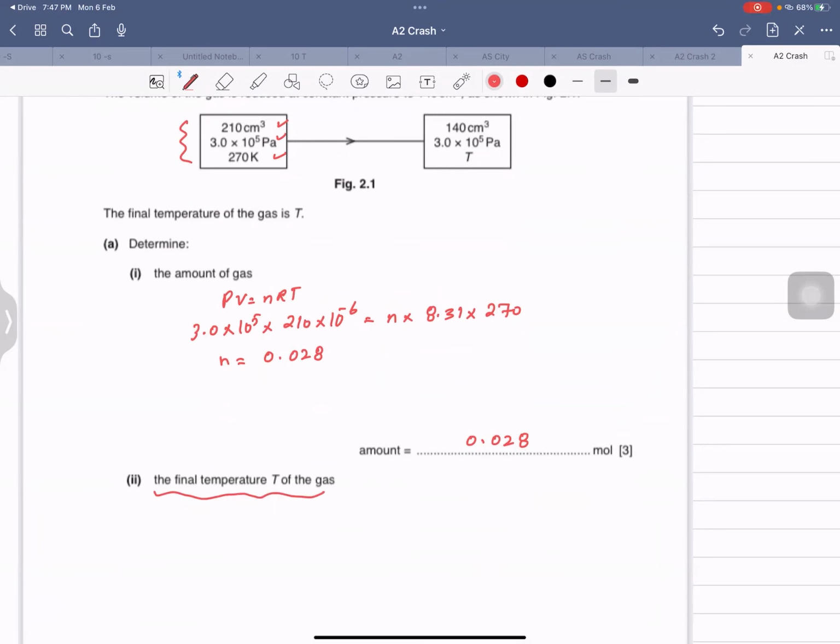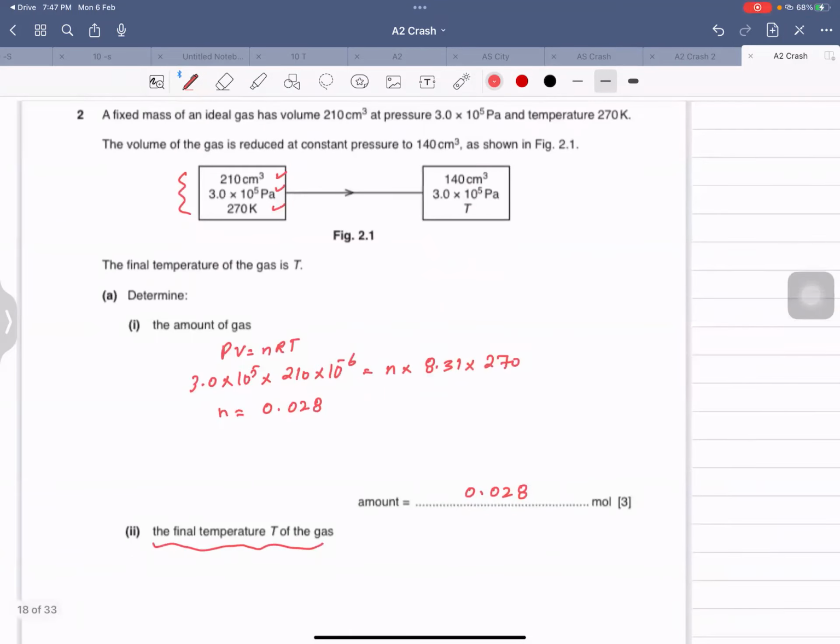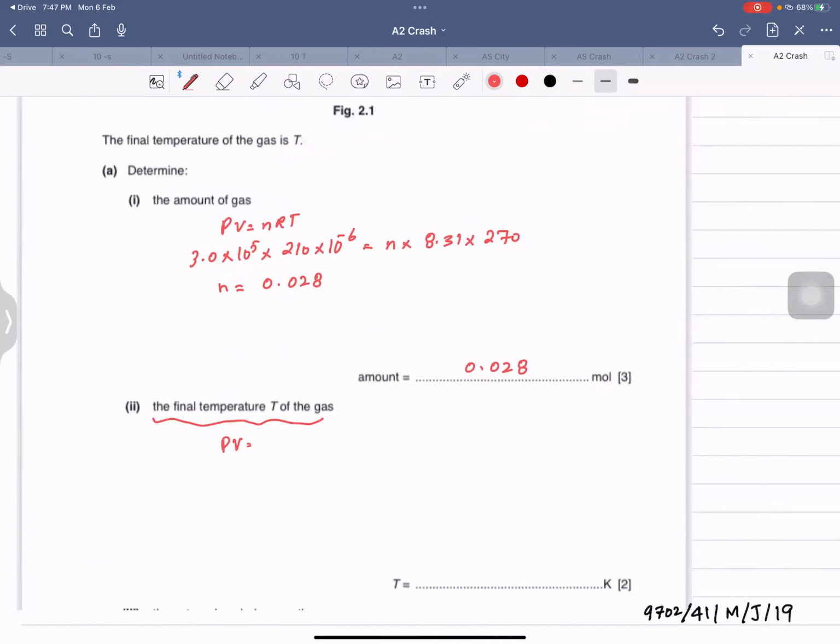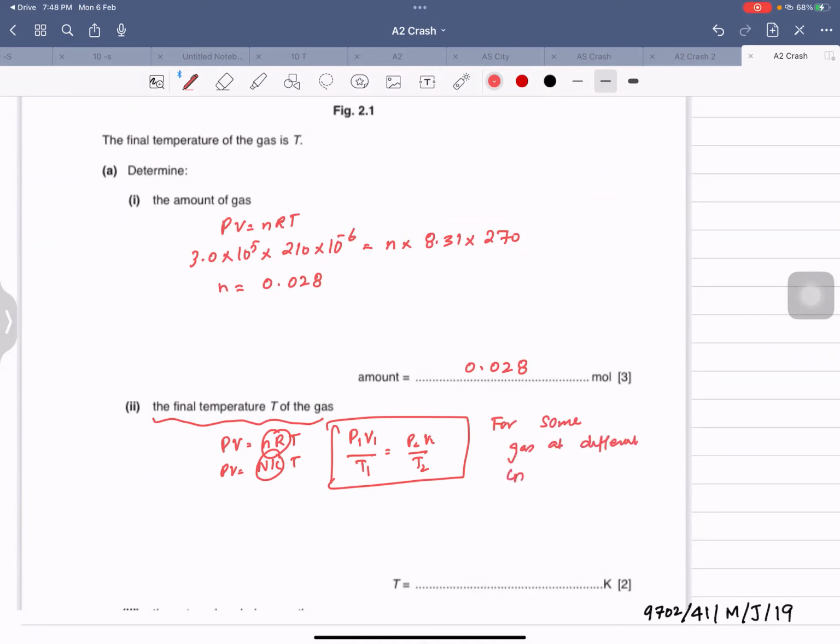Anyway, now this sort of question where it says the final temperature T of the gas. Now what you want to do? If they have the similar gas with two different conditions, you already know that all these equations, basically it is nRT or PV is equal to nkT. n, k and R basically are constants. So you can remember it as P1 V1 over T1 is equal to P2 V2 over T2. So just remember this for comparison questions, okay? For the same gas at different conditions. So this will really help you solve the questions very quickly.